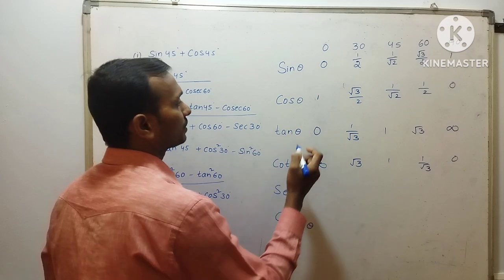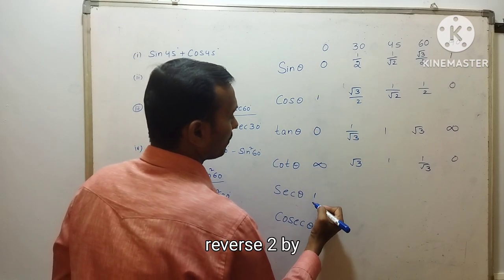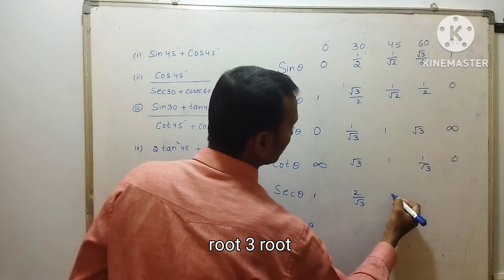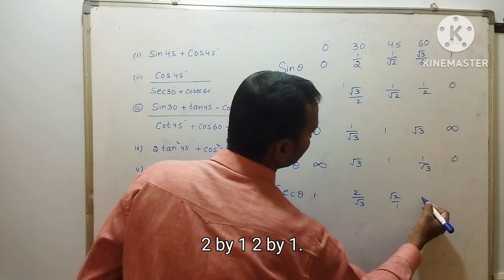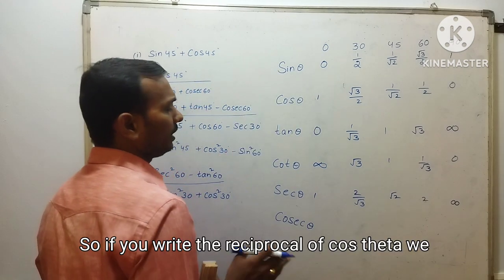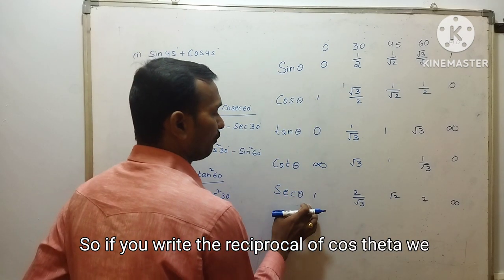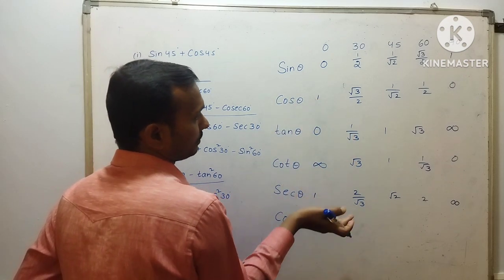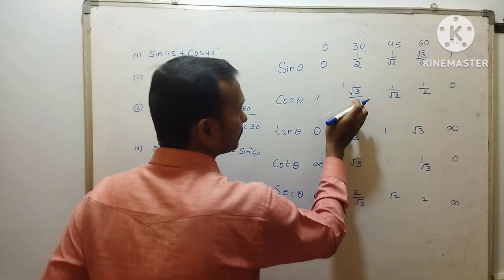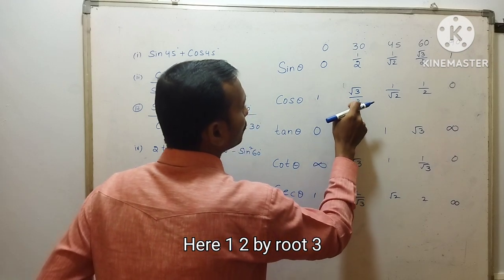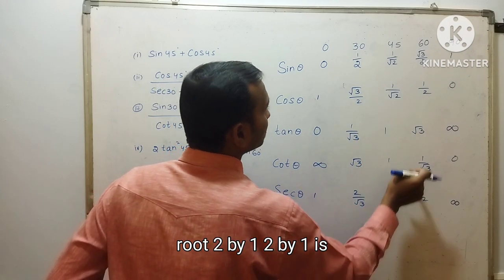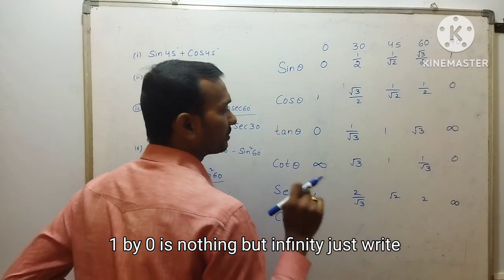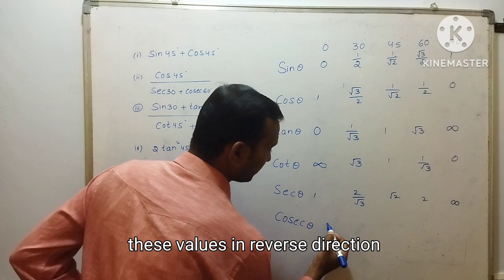Secant is the reciprocal of cos. Just reverse. 2 by root 3, root 2 by 1, 2 by 1. So if you write the reciprocals of cos theta, we are going to get the values of secant theta. That is, just reverse. Here 1, 2 by root 3, root 2 by 1, 2 by 1 is nothing but 2, and 1 by 0 is nothing but infinity. Just write these values in reverse direction.